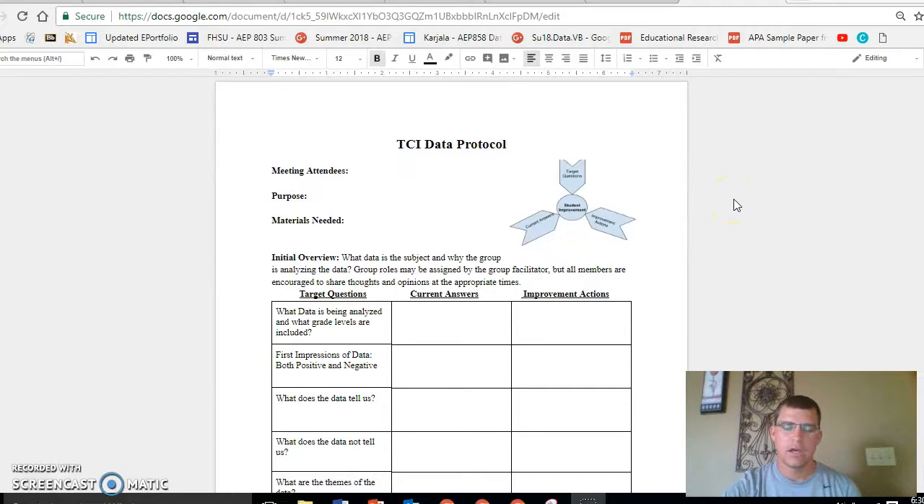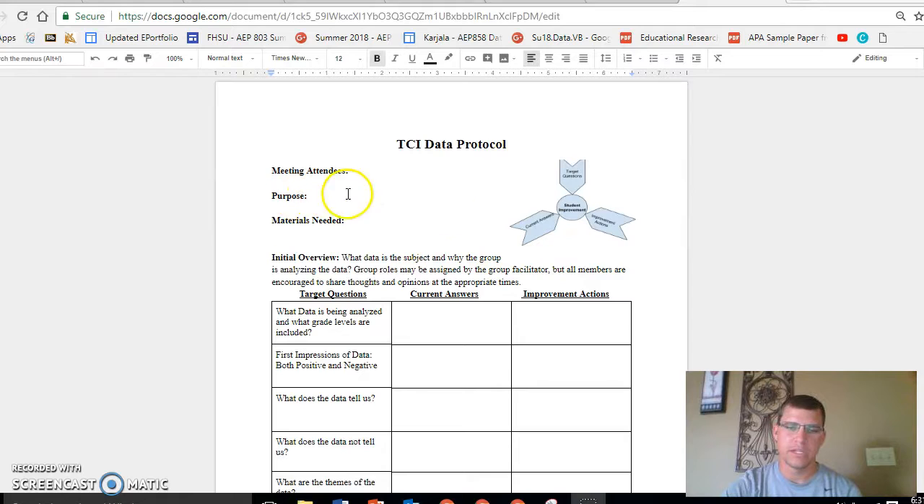Starting at the top, labeled TCI Data Protocol for Target, Current, and Improvement. So those are the areas in which I want to focus on in this. The first blank up here is the meeting attendees, so they can write down the department members that were present or other members that are present in this meeting to go over this data.